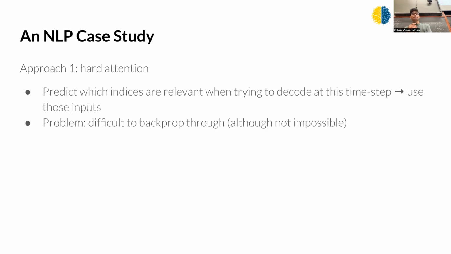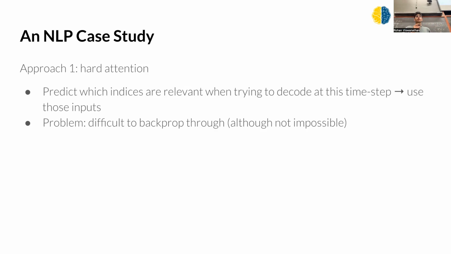How can we implement this? Approach 1 is something called hard attention. This predicts which indices are relevant when trying to decode at a certain time step, and we use those as specific inputs. You can think of this as a way of feature selection, where we're selecting specifically which indices are relevant. But because of the nature of this feature selection, it's a difficult problem to backprop through, right? It selects almost a single element to attend to, and this is non-differentiable or not easily differentiable because we're making a discrete decision about whether to use or not use a certain part of the input.